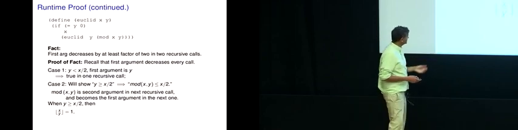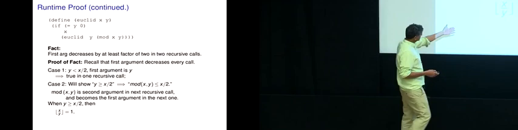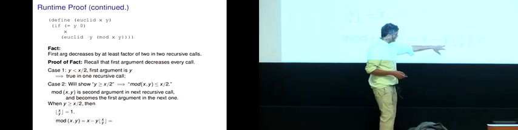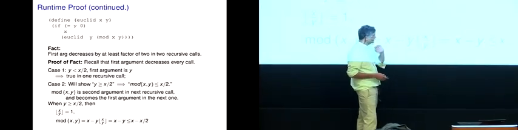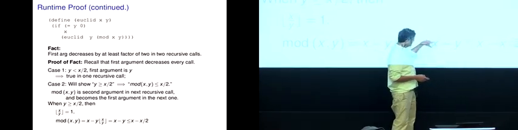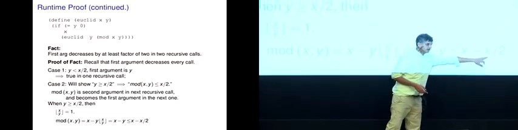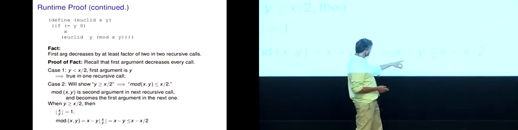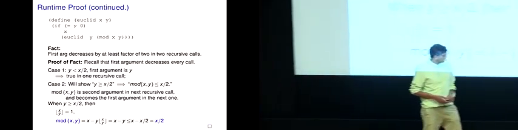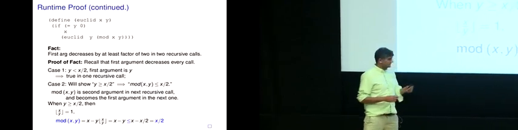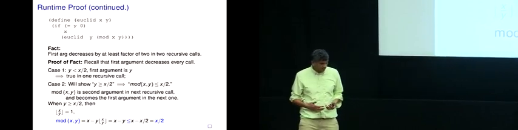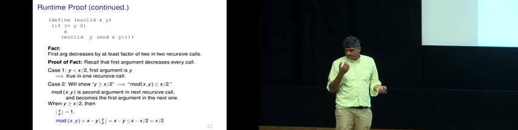When y is greater than x over 2, the floor of x over y is 1. So x mod y is just x minus y times this quotient, which is x minus y. Now y in this case is greater than x over 2, so this whole term is less than x minus x over 2, because you're subtracting off a bigger number than x over 2, which leaves x over 2. So x mod y is less than or equal to x over 2. So every 2 calls, the size of the argument drops.